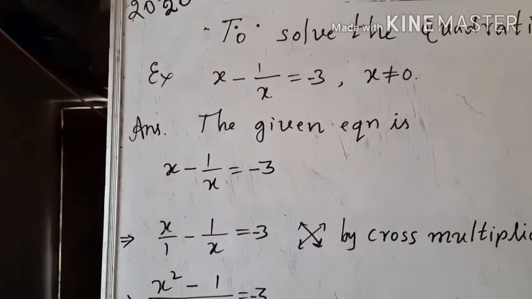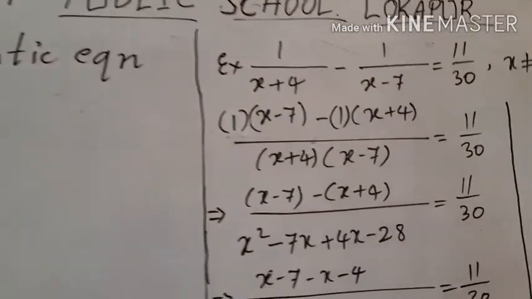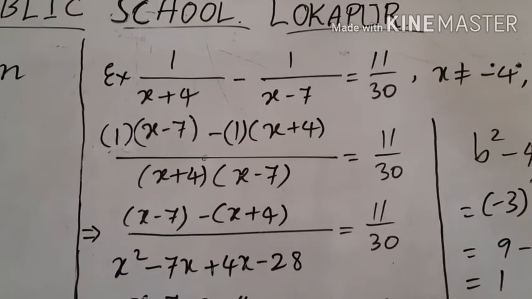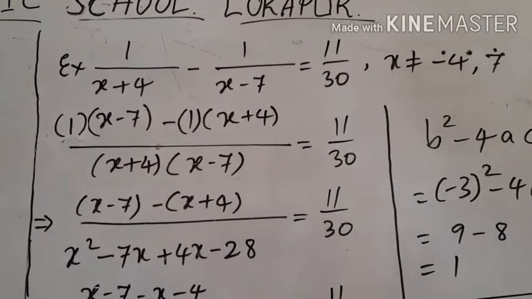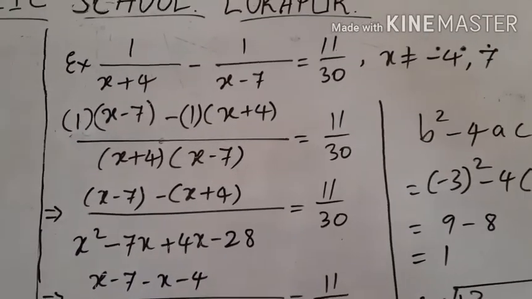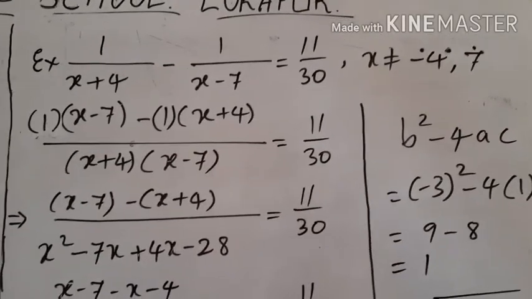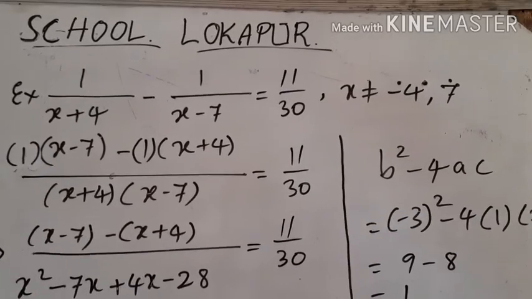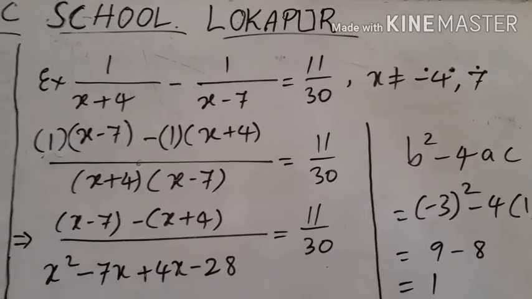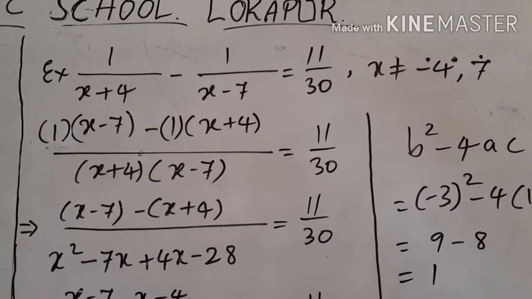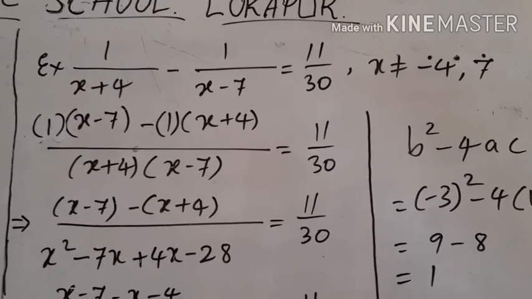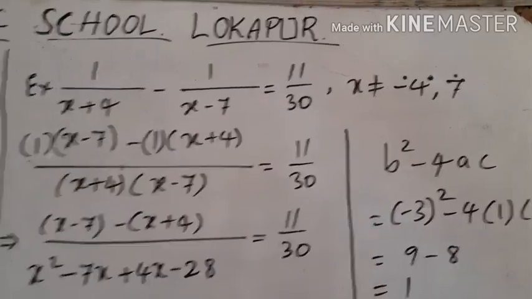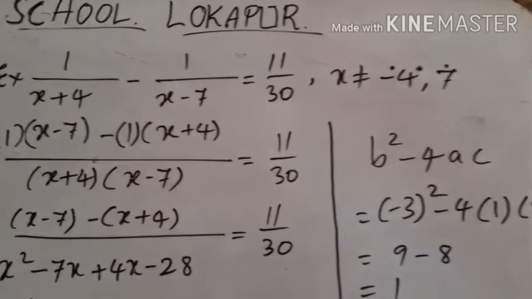Now let us come to another example. 1 upon x plus 4 minus 1 by x minus 7 is equal to 11 by 30. This equation apparently appears not to be a quadratic equation, but it is a quadratic equation. You have to convert or transform it into the form of a quadratic equation. Here x should not be equal to minus 4 and x should not be equal to 7.